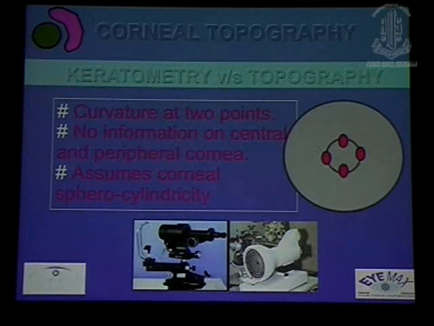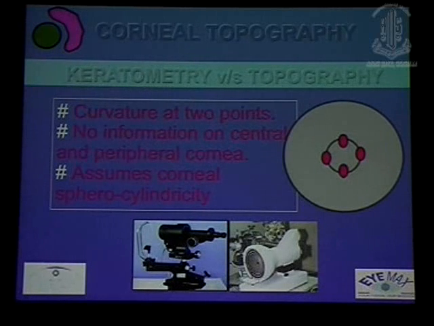And that procedure gives us information about the average keratometry reading, the average curvature of the central cornea, which information was good enough for us to calculate the intraocular lens power or for other indications other than keratorefractive surgery. However, what was the drawback in keratometry? Basically the drawback was that in keratometry we are measuring the curvature only at 2 points.